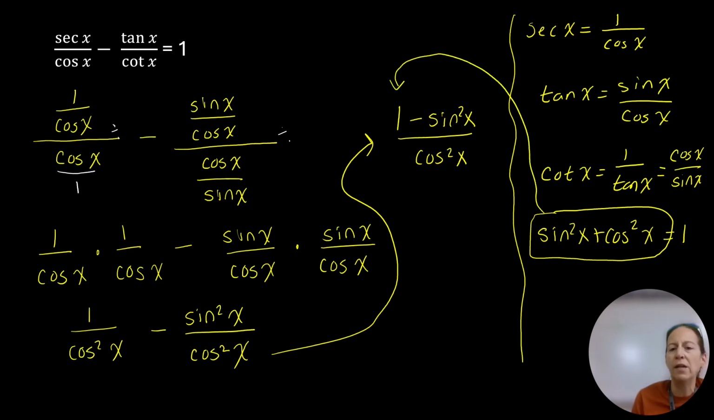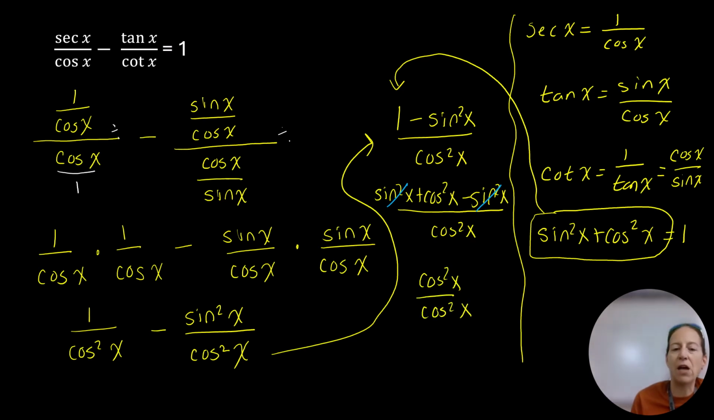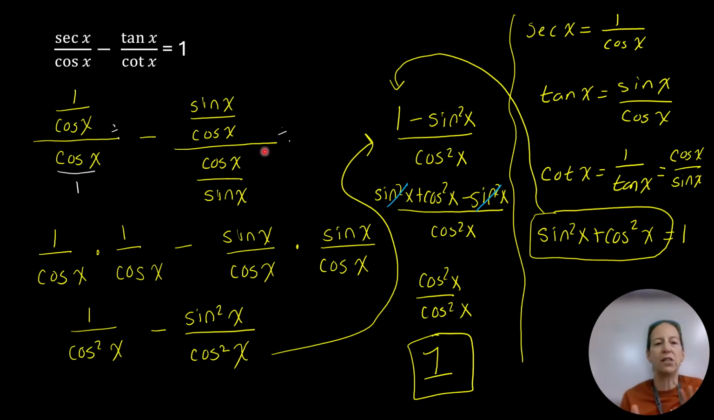So instead of 1, I'm going to use sine squared plus cosine squared is equal to 1. So sine squared plus cosine squared, and then we have a minus the sine squared is still there, all over cosine squared. And then if you look, sine squared minus sine squared is 0. And so that will cancel out, leaving me with cosine squared over cosine squared. But anything divided by itself is 1. Ta-da!